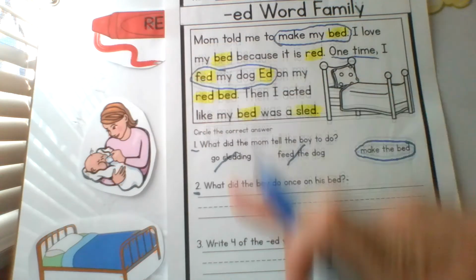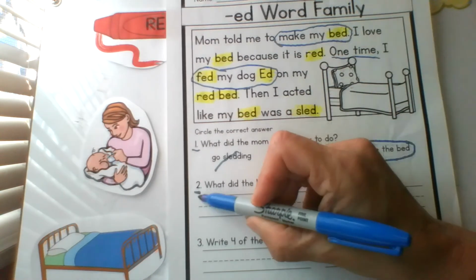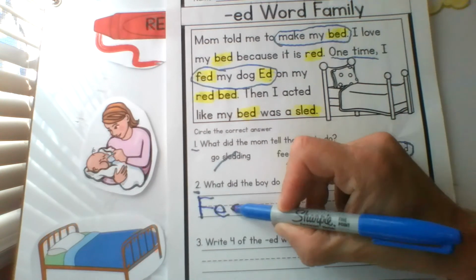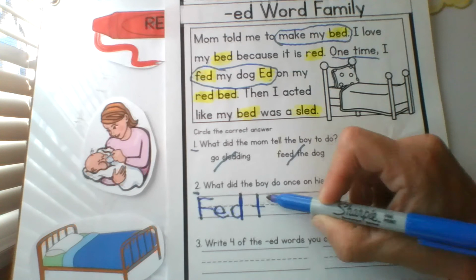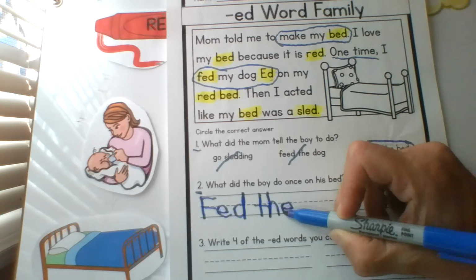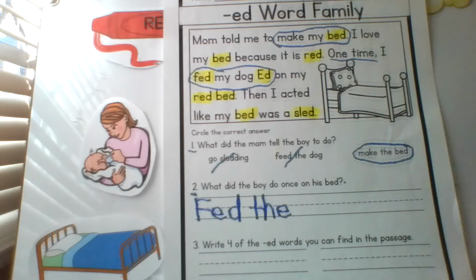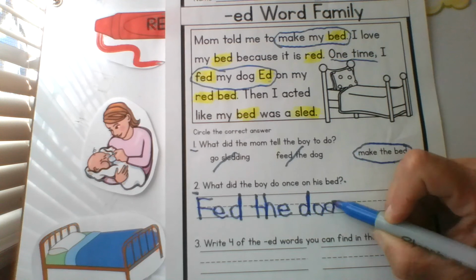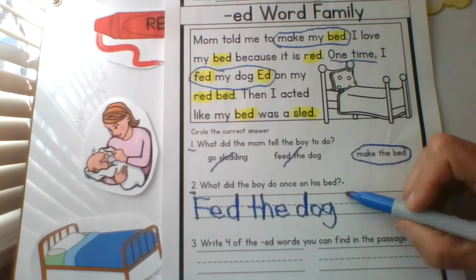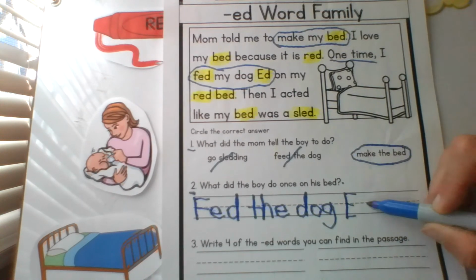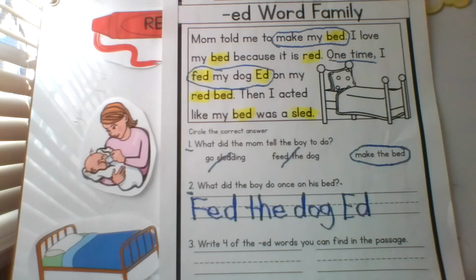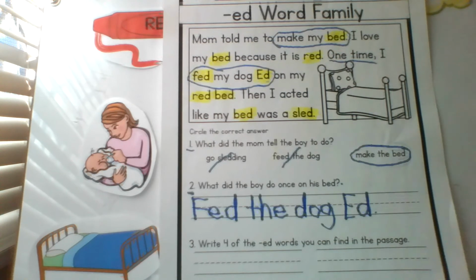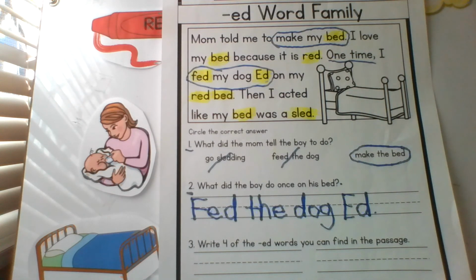Okay, so I'm going to put my answer down here with a capital F to begin with because it's the beginning of my sentence. So fed. I know how to spell the. It's a popcorn word. Dog is right there, but I could also stretch it out. And there's the dog's name. His name is Ed. It has to be capital because it's a name. So, what did the boy do once on his bed? Fed the dog Ed. And I need a period because it is a sentence.